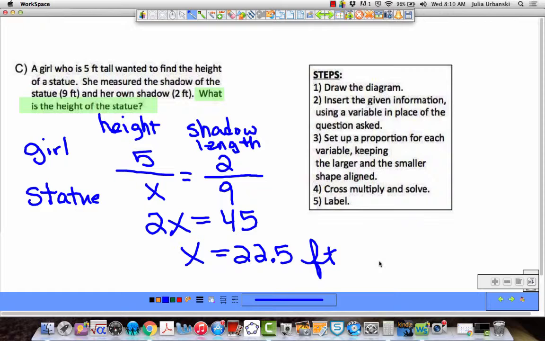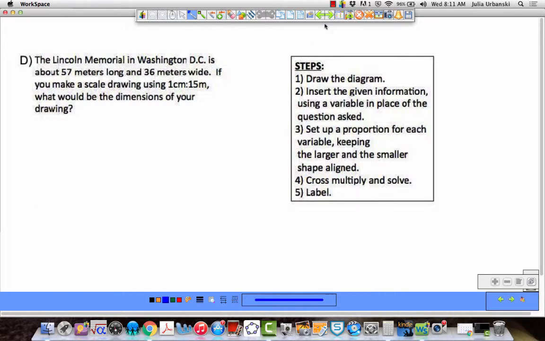Is that drawing better? Good. Both ways are good. All right, and the last one, letter D. These are all different, but they're all about setting up proportions. So you just have to look at the clues. Who's still writing? All right, so the last one, letter D.